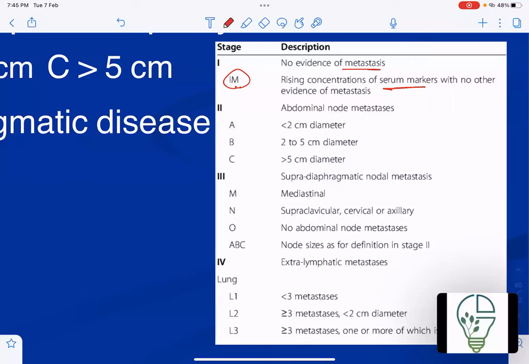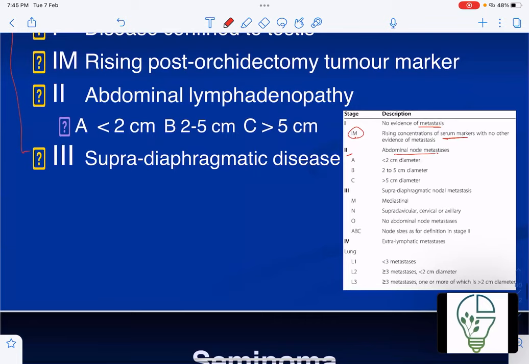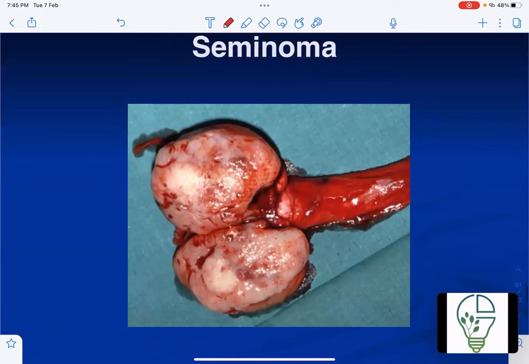And stage two is basically, it goes to the abdominal nodes. So as you can see, it goes on and on and on. Is it important for your stage? Highly unlikely, but it is always good to just read through in case a question or two comes about it. This is how it looks like.